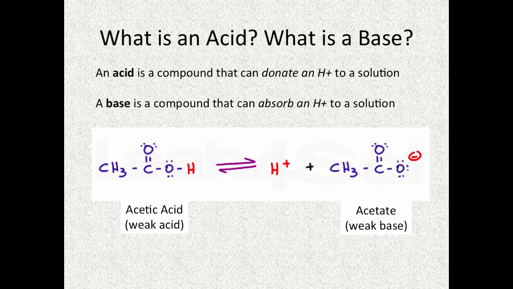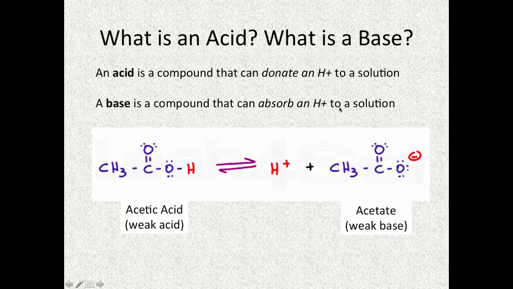And for our purposes, the easiest way to conceive of an acid versus a base at this point is to understand it in terms of whether a substance can donate a hydrogen ion to a solution versus absorb a hydrogen ion from a solution. So we call things an acid when it is a compound that donates a hydrogen ion to a solution. And we call things a base when it can absorb or attach to hydrogen ions already in the solution.